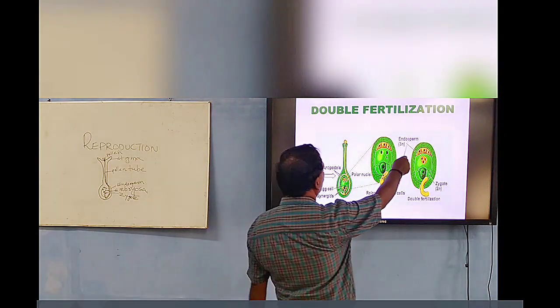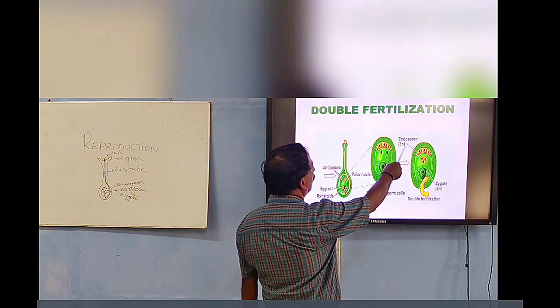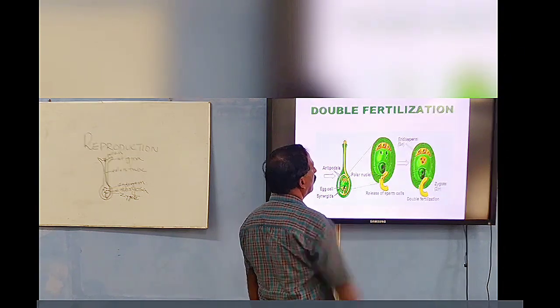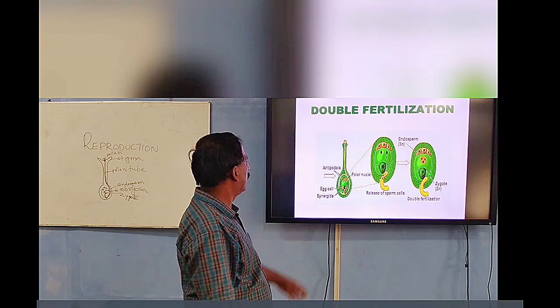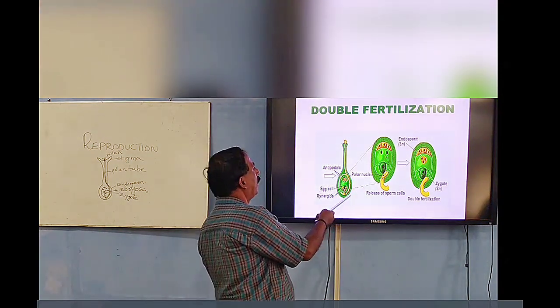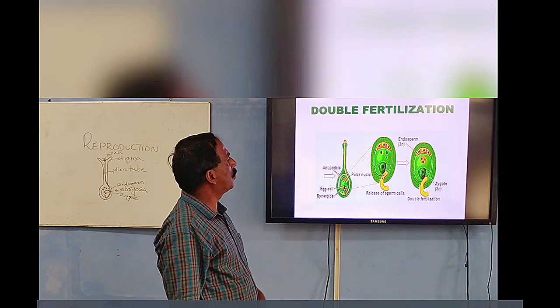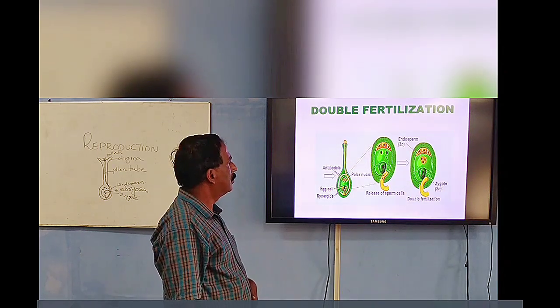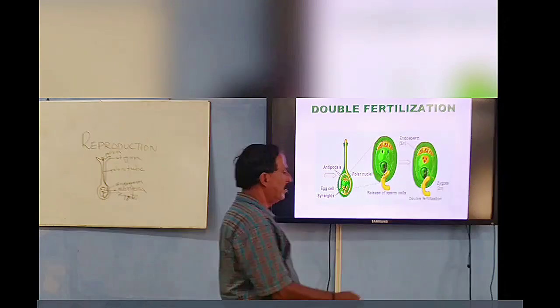In future, the endosperm will be providing nourishment to the embryo, and the embryo is developed from the zygote. Ovules become seed and ovary becomes the fruit wall.